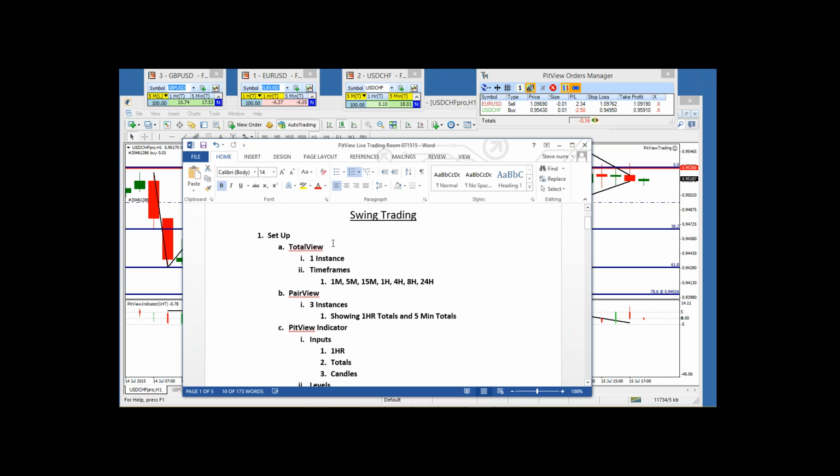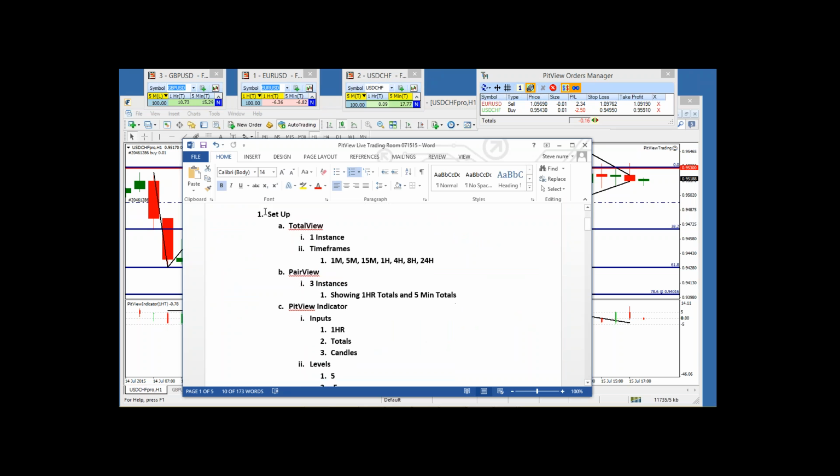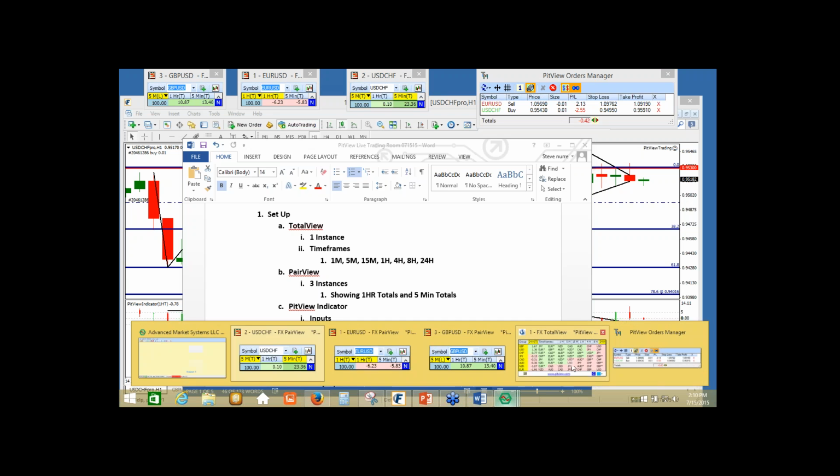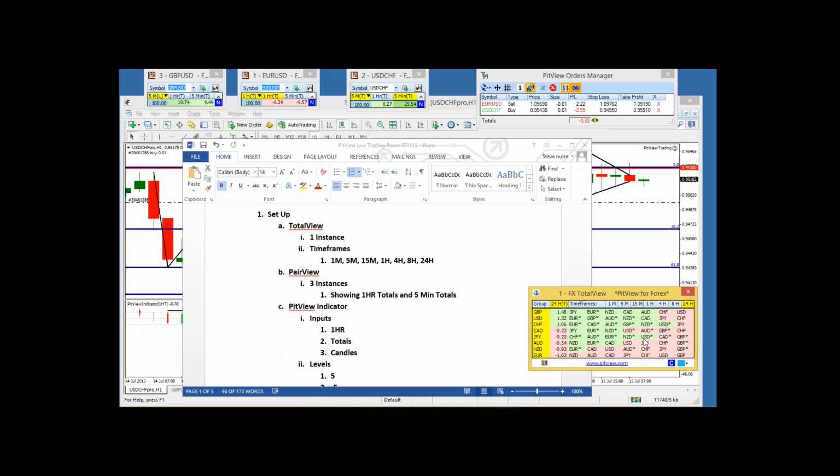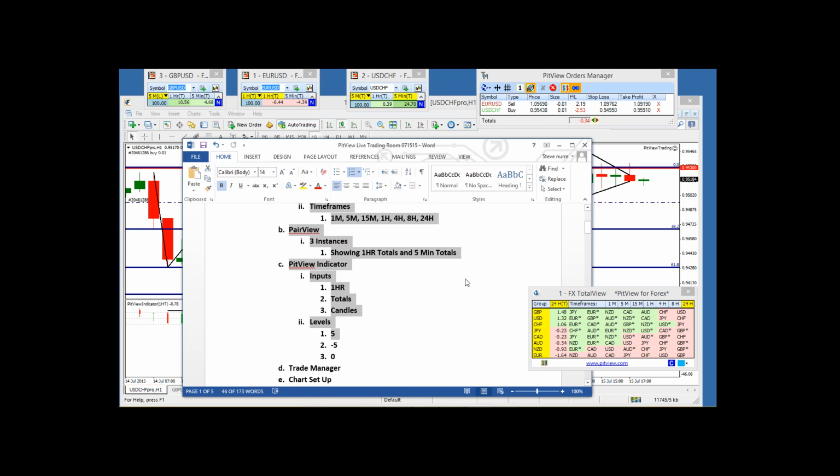A big part of class, especially for you live trading students, was showing you exactly how I set up my PitView. It's not that difficult. It doesn't take having 5,000 different windows open. Just three pair view windows, and a total view window, which I use to gauge the overall market conditions, the overall market strength and weakness. Pair view windows are what we use for our signals on the 1-hour totals. So I hope that helped out a lot.